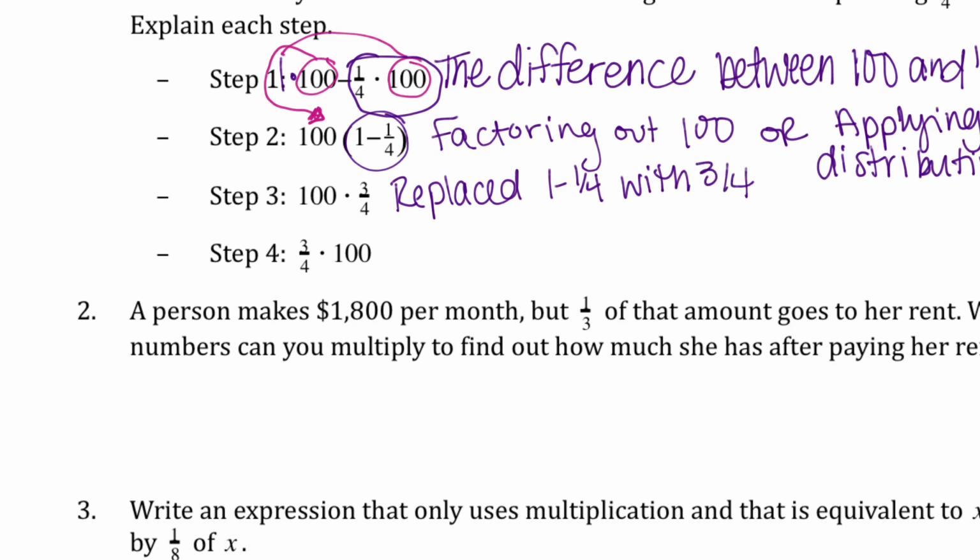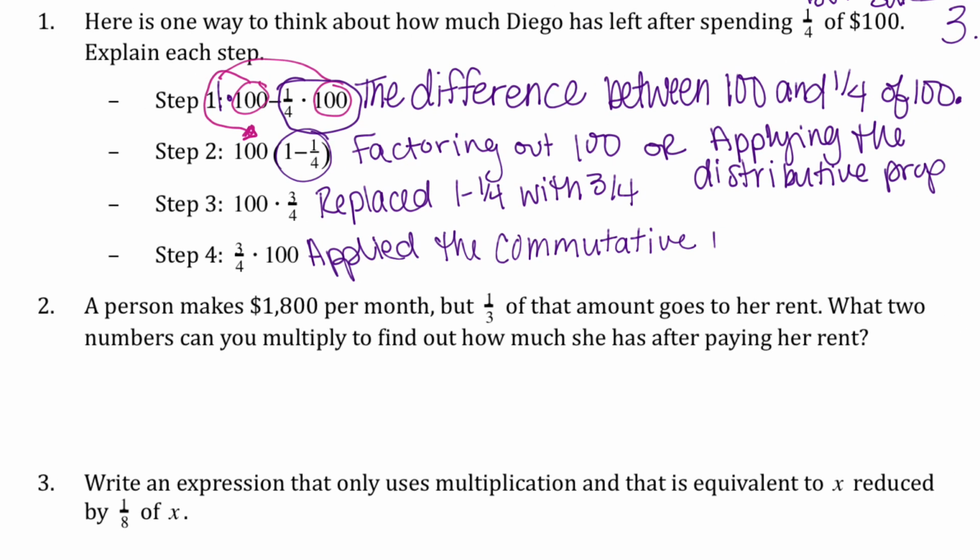All right. What happened between step 3 and step 4? They just switched places. They switched places. What property is that? Starts with a C. Commutative. Yeah. Commutative property of multiplication.